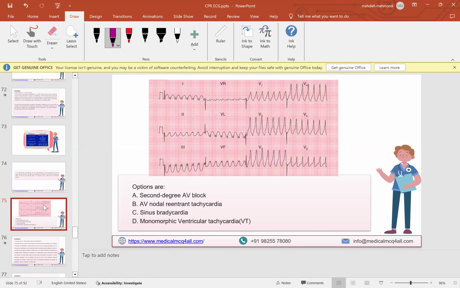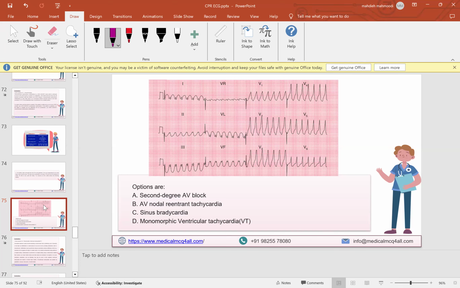What is this? Second degree AV block, AVNRT, sinus bradycardia, monomorphic ventricular tachycardia? It's D. Monomorphic VT.